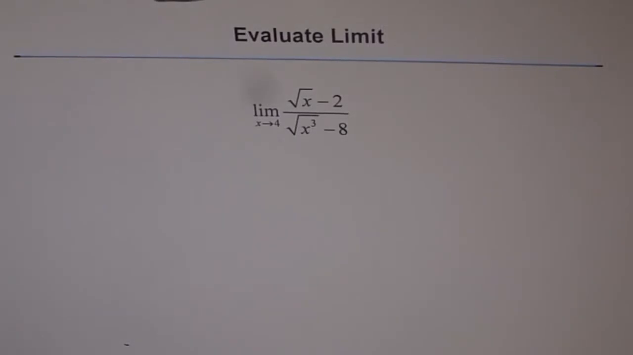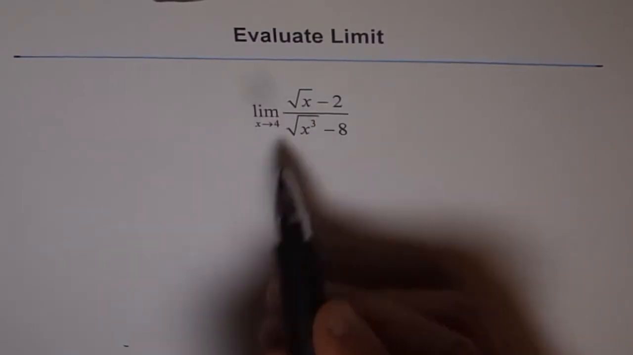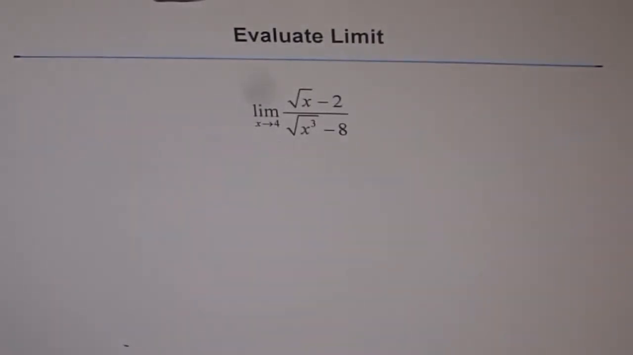Evaluate the limit as x approaches 4 of the function (square root of x minus 2) divided by (x to the power of 3/2 minus 8). Now as usual, let's plug in 4 and check what value we get. If I plug in 4 here, what do I get?